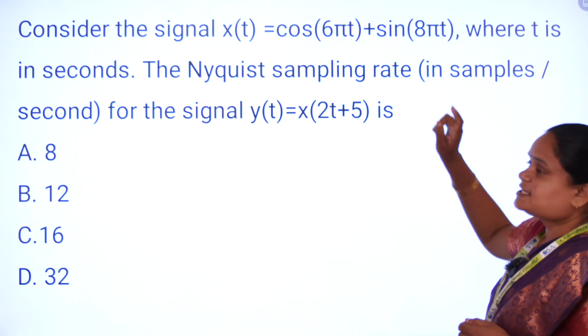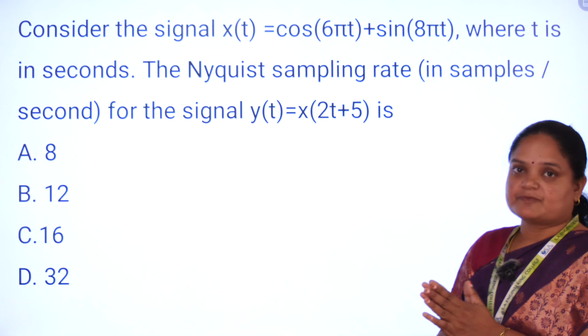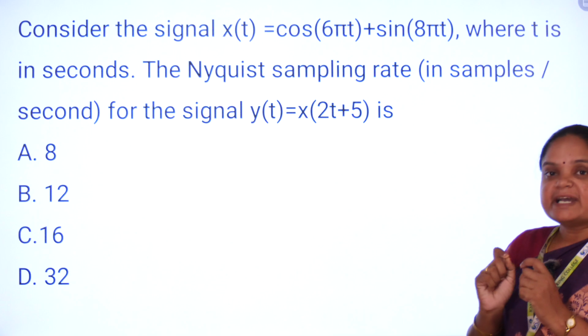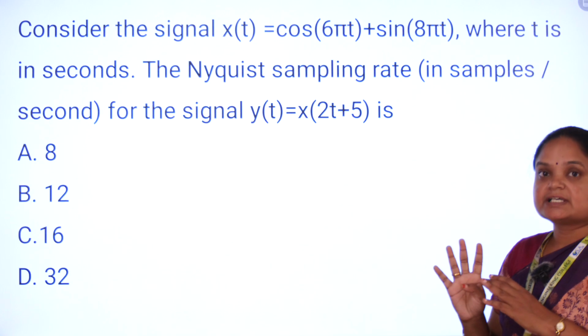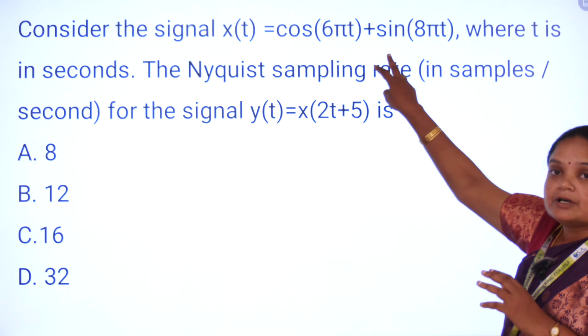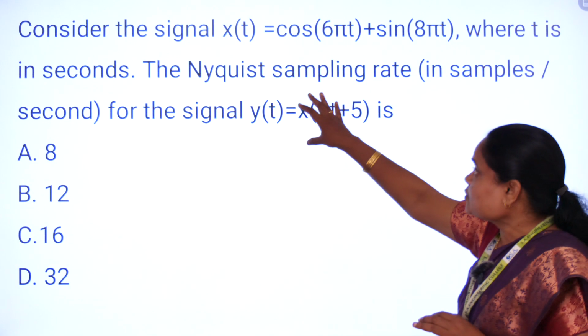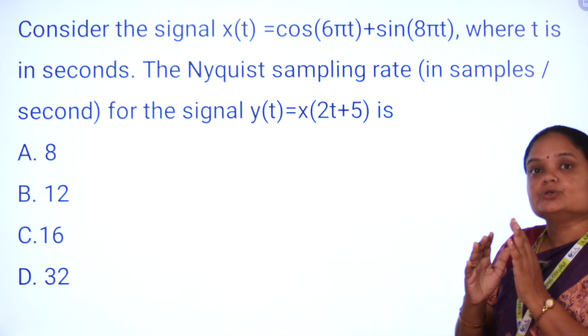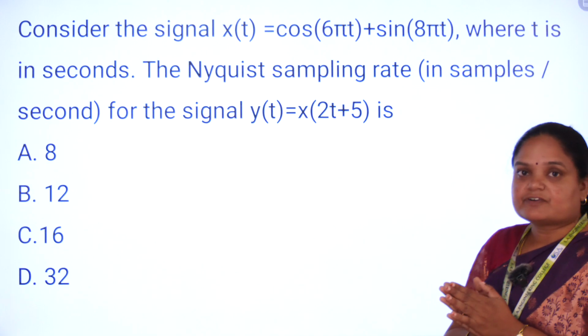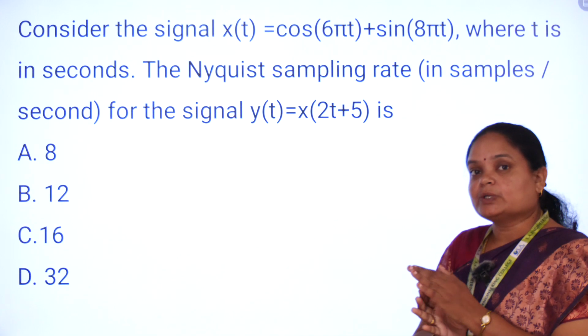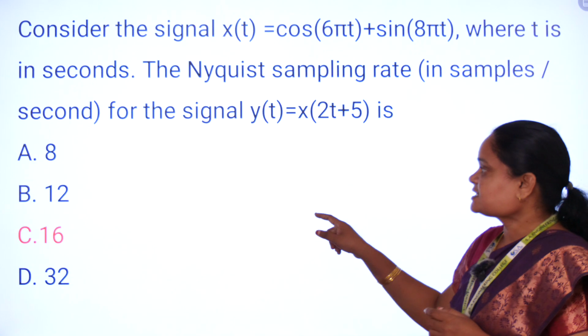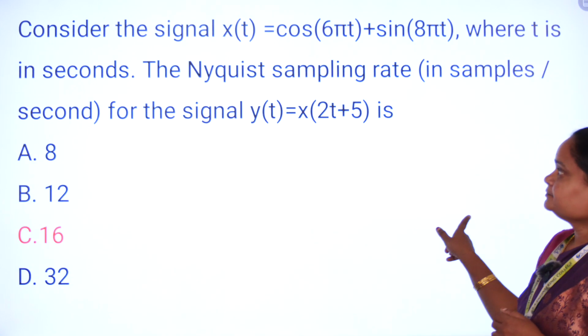So for cos 6 pi t sin 8 pi t, 8 pi is the maximum frequency. So 8 pi by 2 pi, that is 4 hertz. In this, 4 hertz means the maximum frequency, and the Nyquist sampling rate formula is 2B. So that is 2 into 8, 16. So the answer is 16.